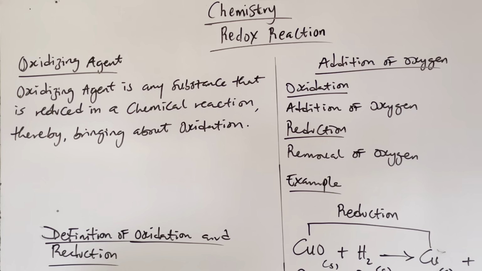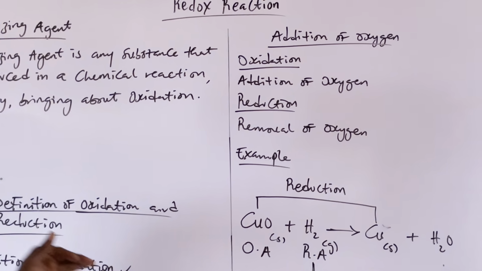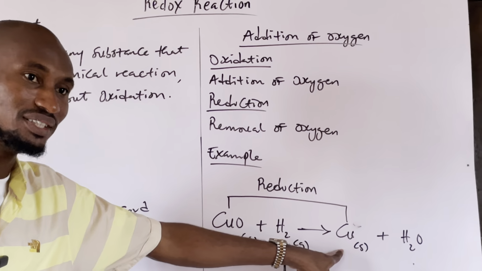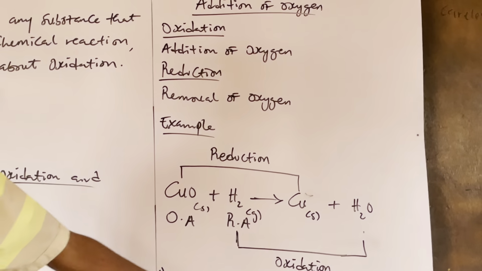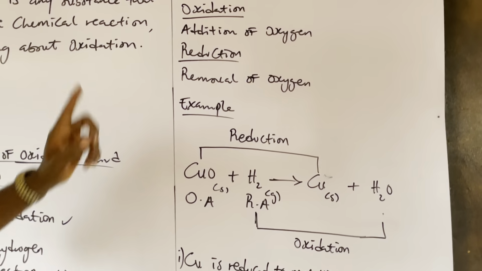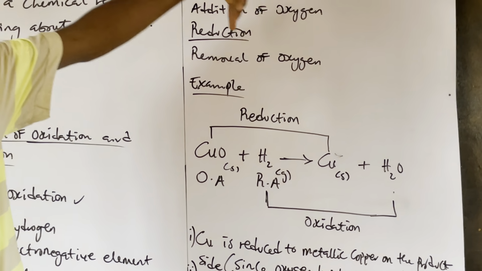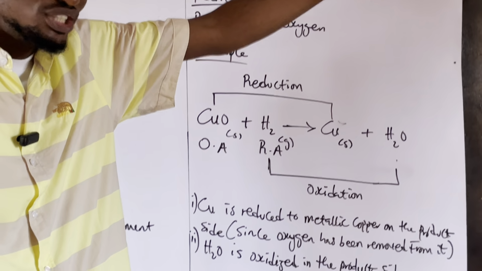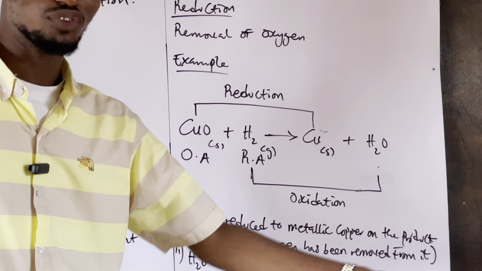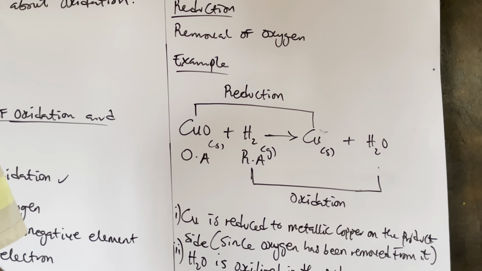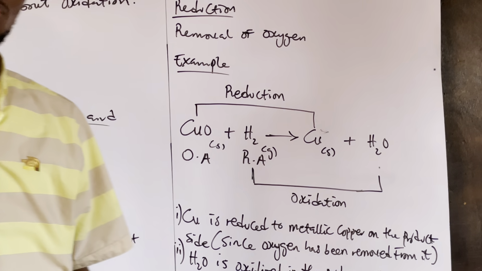Did you understand? If you observe now, we have copper oxide. We call it the oxidizing agent because it is a substance that is reduced on the product side. The copper oxide was reduced to metallic copper since oxygen has been removed from it, because by our definition, oxidation is addition of oxygen: when you add oxygen to an element void of oxygen, it is called oxidation. While reduction is when you remove oxygen from a compound containing oxygen. It is called reduction.